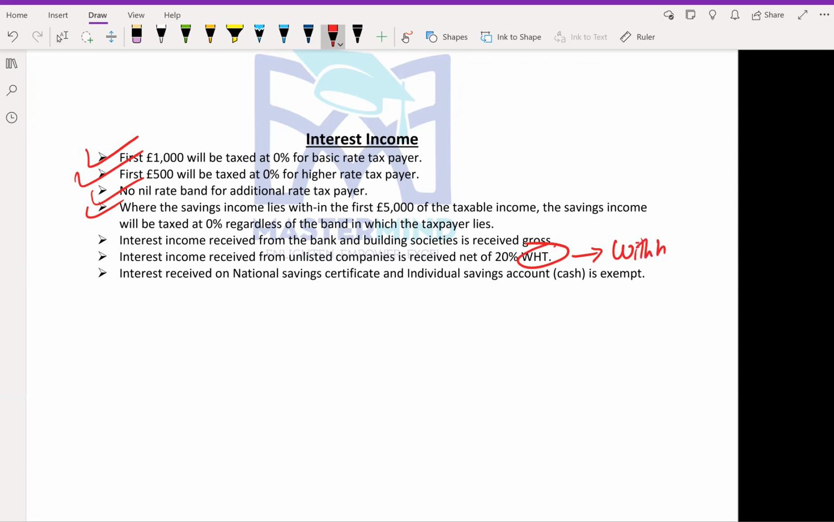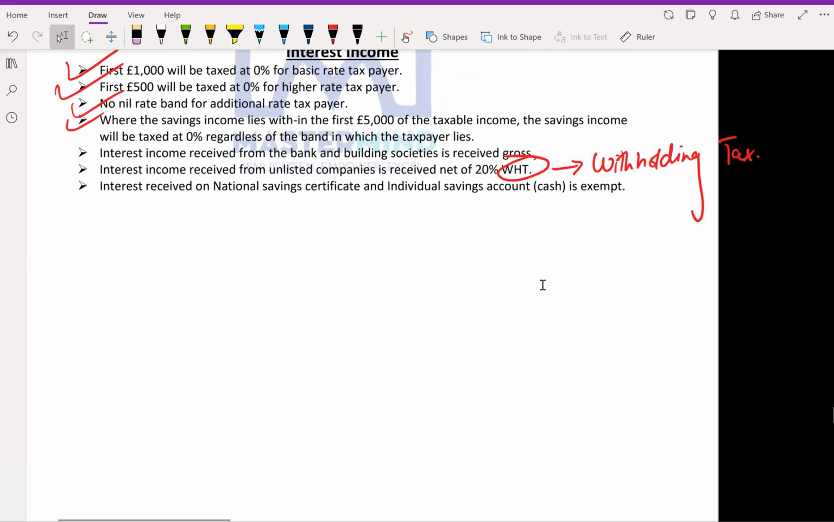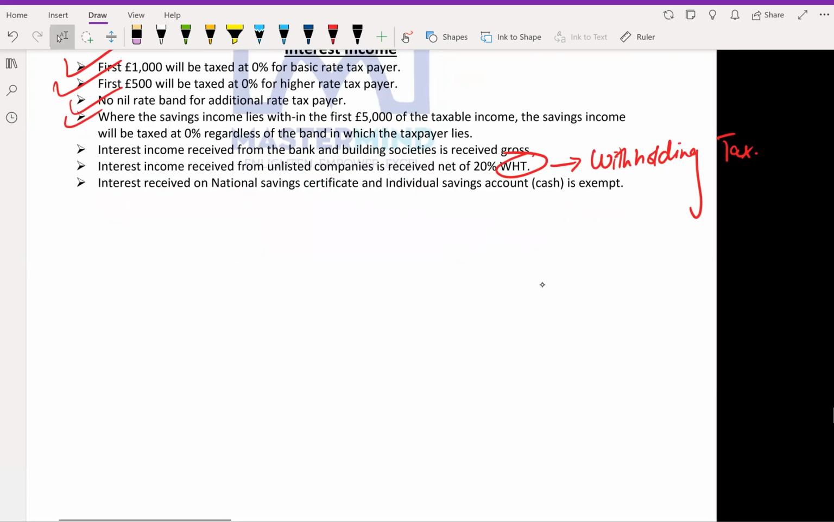Have you guys heard about withholding tax? Has anyone heard about withholding tax? Withholding tax is basically tax deducted at source. All right, just a second.